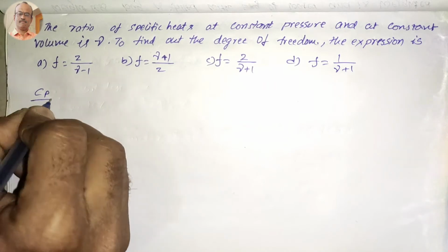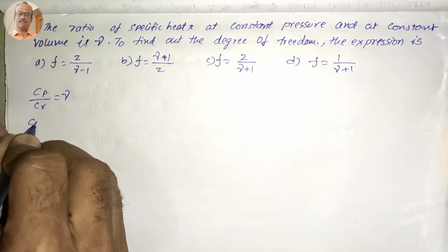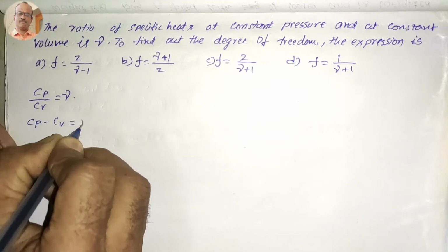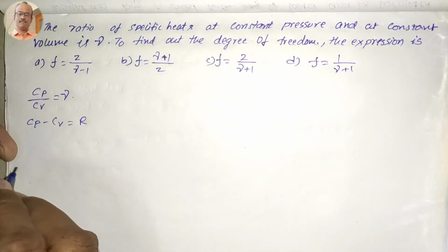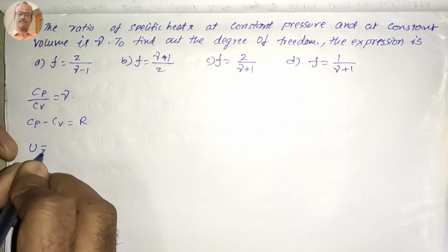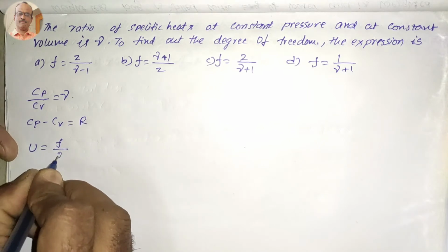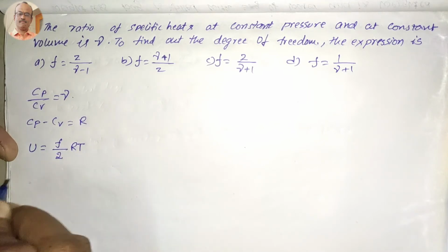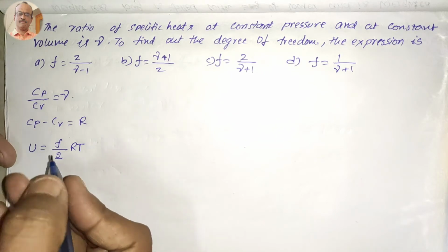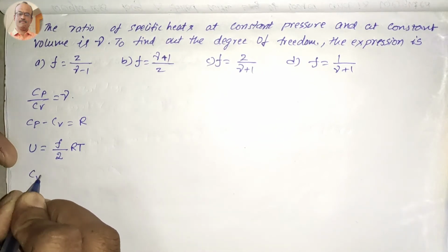So that means Cp by Cv is equal to gamma. And also we know Cp minus Cv is equal to the universal gas constant. But one thing to remember: the amount of energy in terms of degrees of freedom is F, the degree of freedom, divided by 2 into RT. So when it is differentiated with respect to time, we will get constant volume.